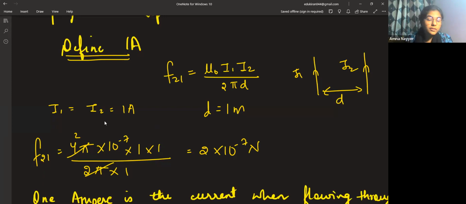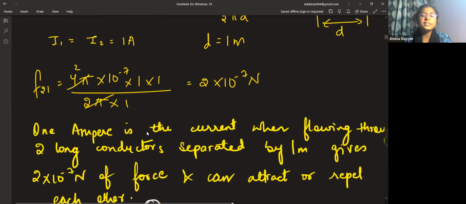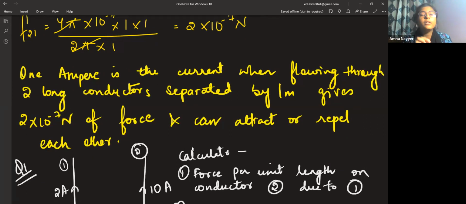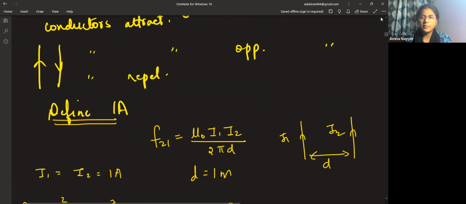When unit current flows through 2 wires separated by a unit meter. I have already written this, you can read. 1 ampere is the current which, when flowing through 2 long conductors separated by 1 meter, gives 2 into 10 to the power minus 7 Newton of force per unit length, and they can attract or repel each other. This is the general statement to define 1 ampere in terms of magnetics. Formula we will see. First you write down the entire theory portion for parallel wires, then we'll discuss it.